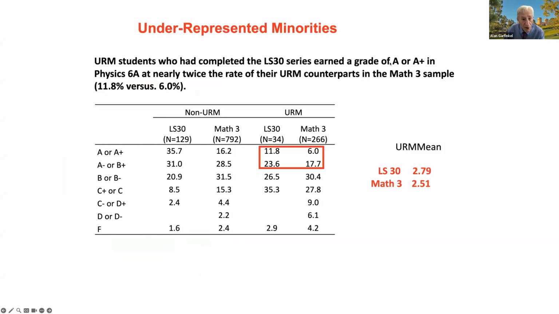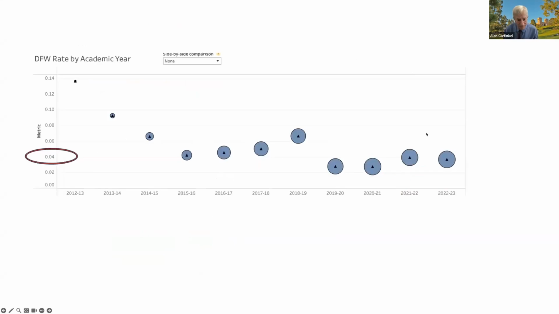Underrepresented minorities earn A's or A pluses in Physics 6A at twice the rate of underrepresented minorities in Math 3 and calculus. So our DFW rates hover at around 4%. We'd love to get that better, but geez, I go to meetings where calculus instructors tell me that their DFW rates are 40% or 50%. And that is a scandal.